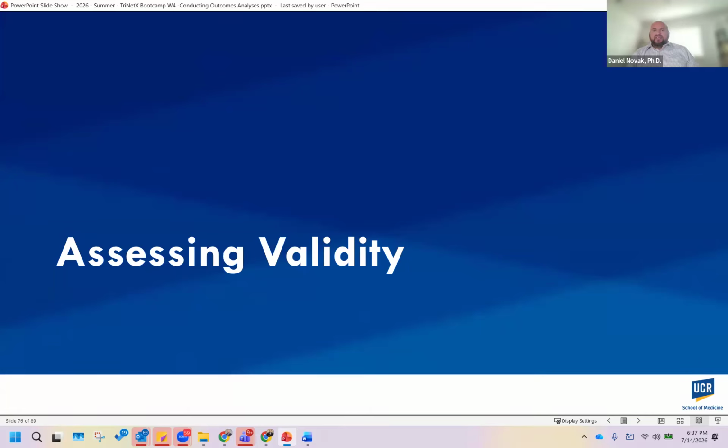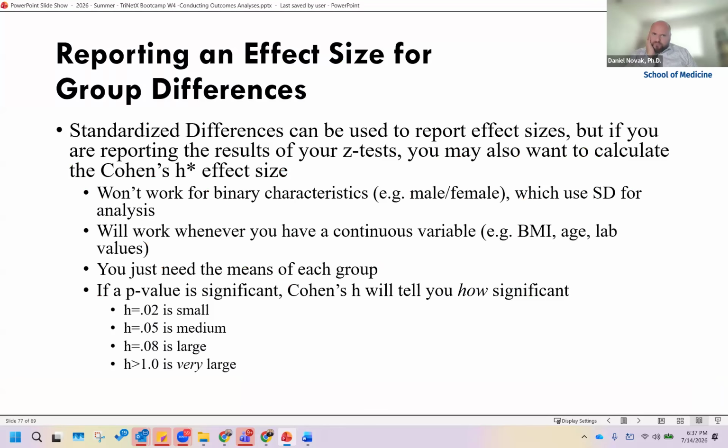Okay, so we've gone through all of the major stats that the compare outcomes function, which is the major tool in TriNetX that most people use, gives you. It gives you some pretty good information, but we've got to assess our validity. So one way we can communicate our validity, in addition to having a strong study design and a range of different stopgap measures and sensitivity analyses, is to communicate things using Cohen's H effect size.